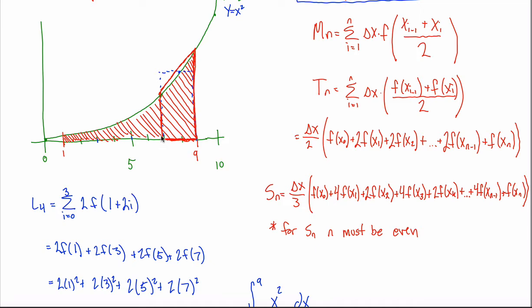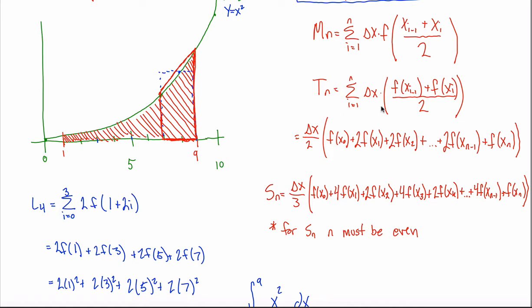The y value over here, we calculate by taking the x value of 7, putting it into this formula. So 7 squared is 49. So this y value is 49. The y value over here is 81 because 9 squared is 81. And 49 plus 81 divided by 2 ends up giving you 65. So to figure out the area of this trapezoid that I gave you right here, you take delta x, which is 2, and you multiply it by 65.